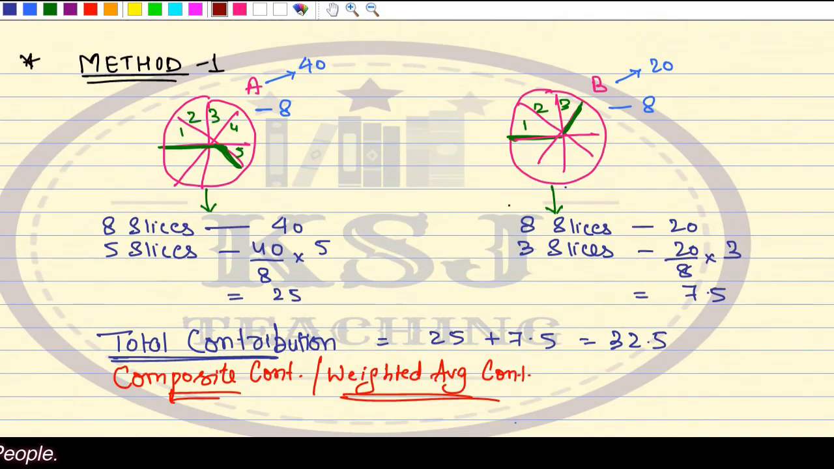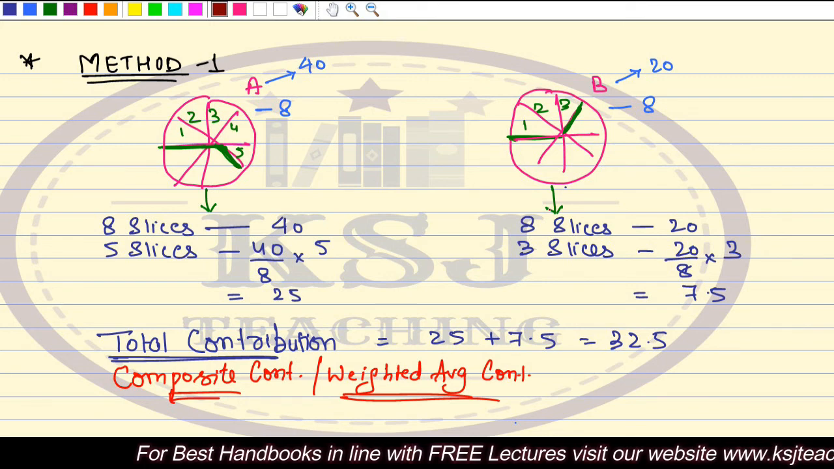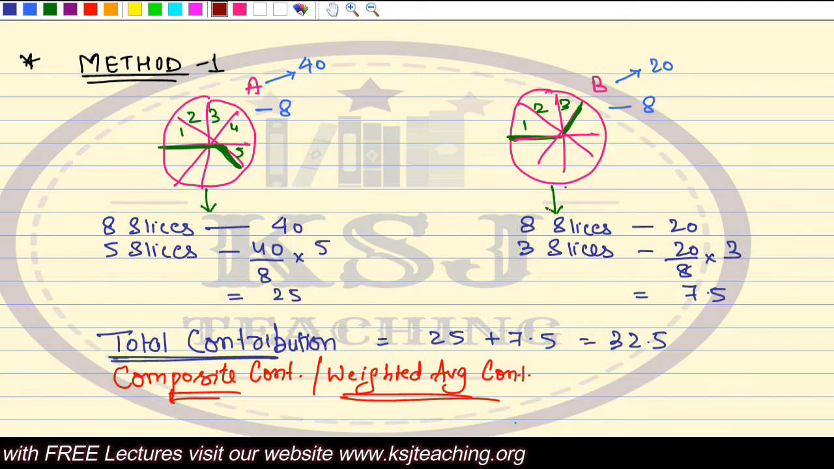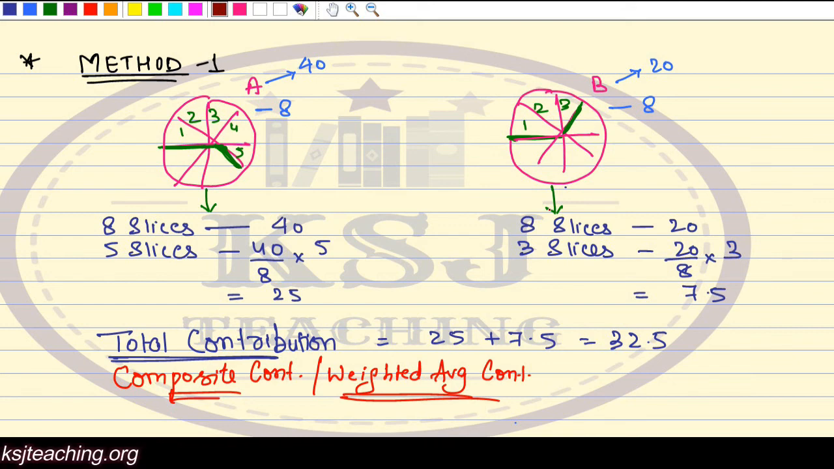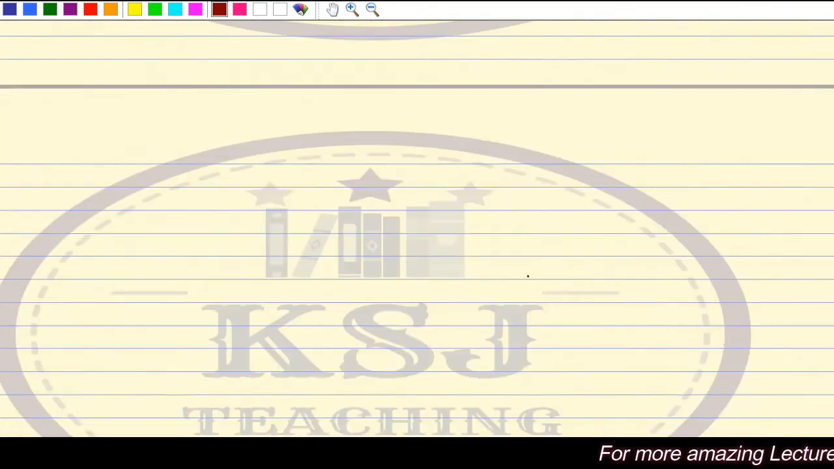I have explained this with the help of pizza slices so that you are able to grasp what we are trying to do. Basically, we are calculating the weighted average on the basis of the number of slices that you are taking. That is the weight. So we are taking the weighted average. This is how it is to be done. Now come to methodology number 2.